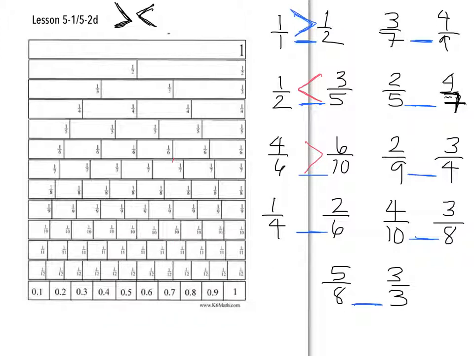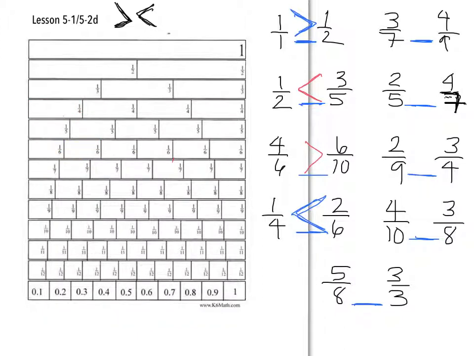Our next one is 1/4. Let's find 1/4, which is right here. I actually need a pen here. 1/4. And 2/6. Well, which one goes further? Well, if you look, 1/4 is less than 2/6.